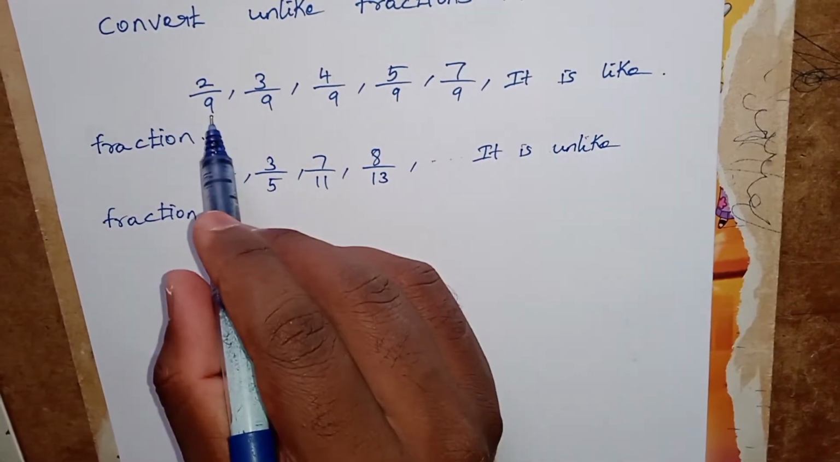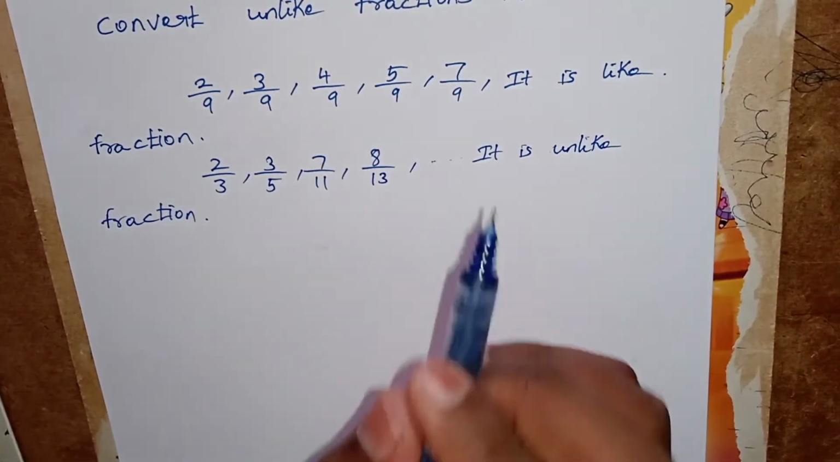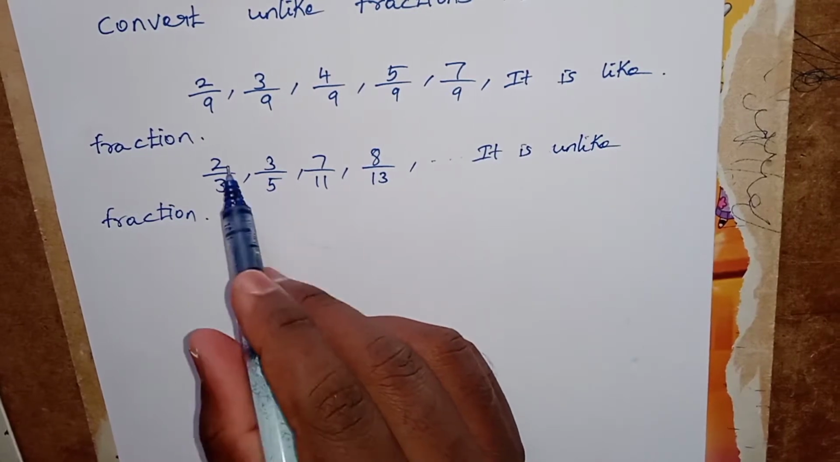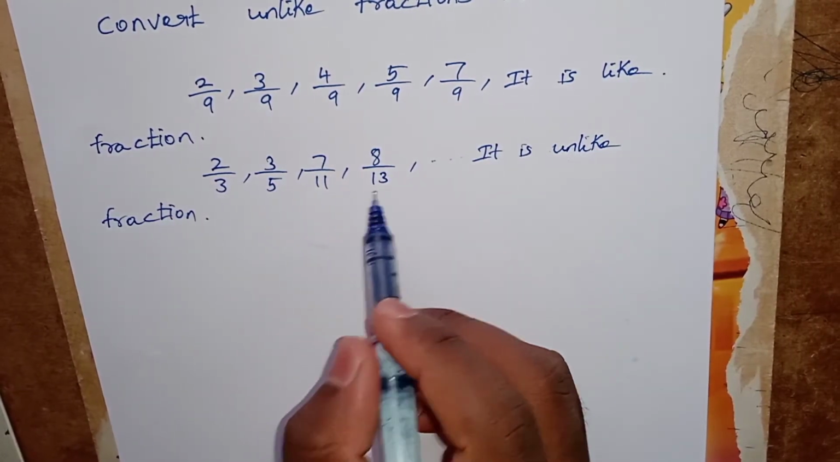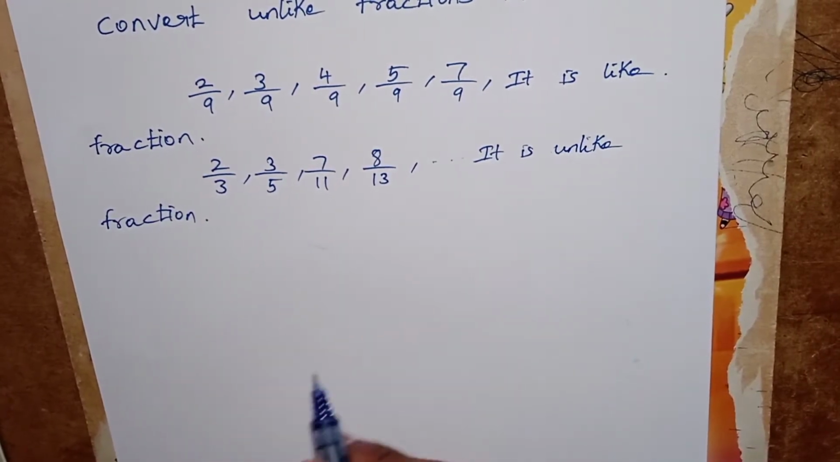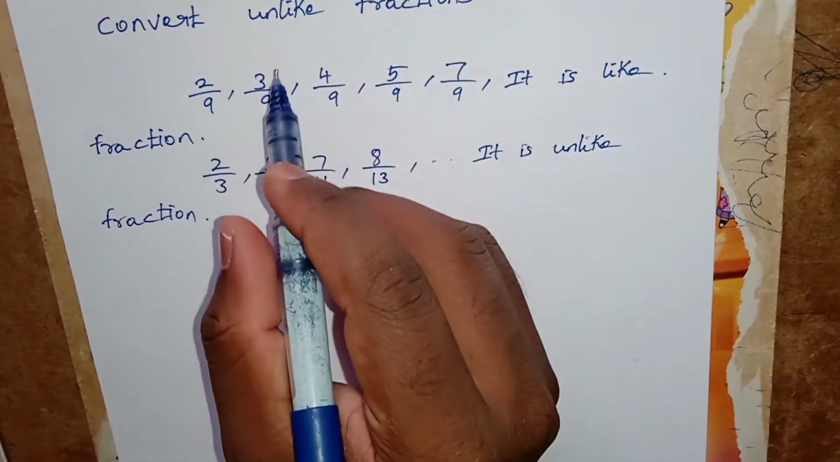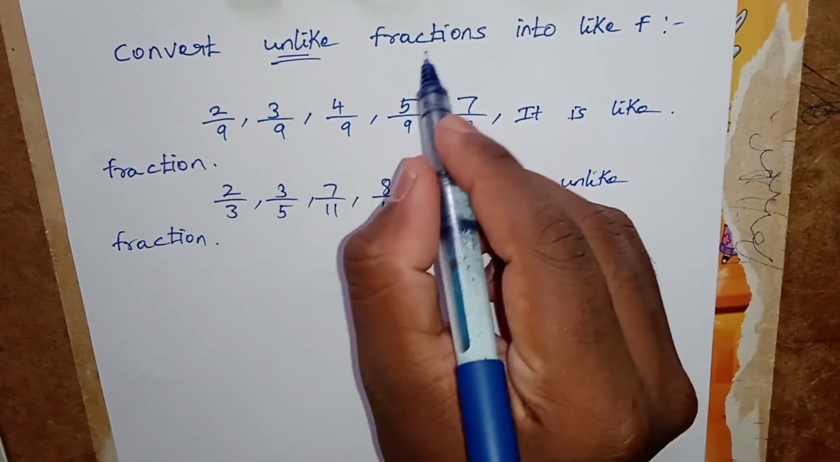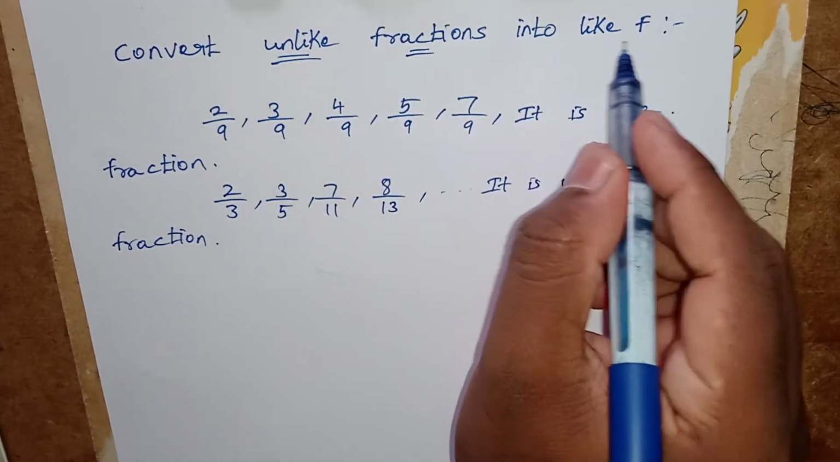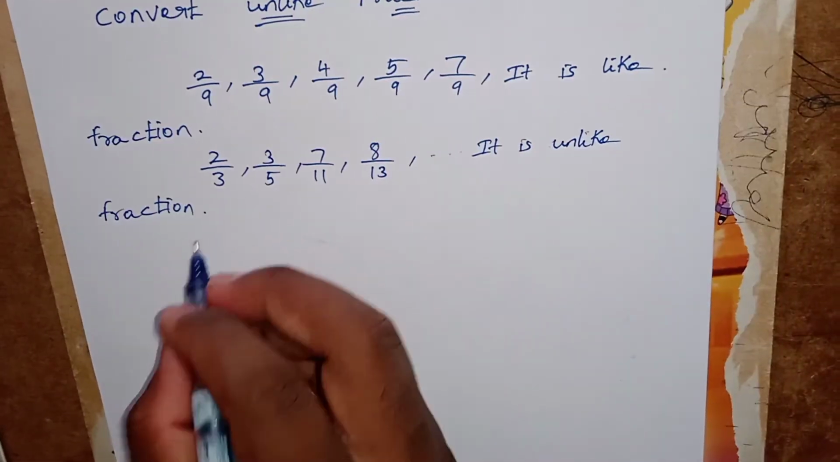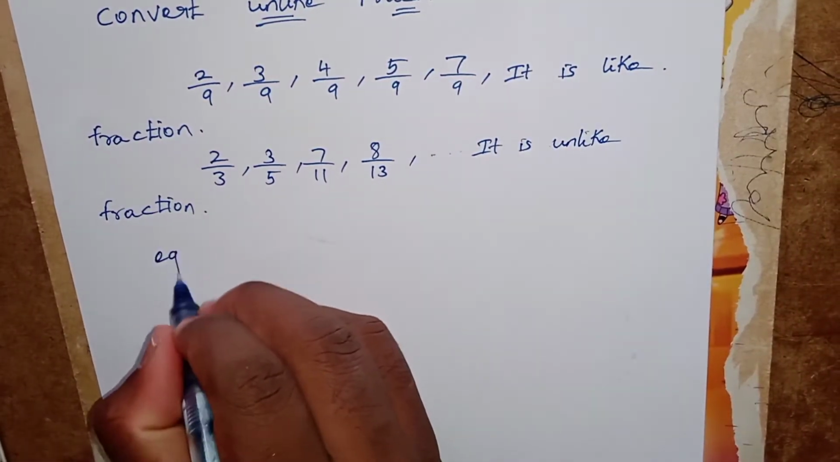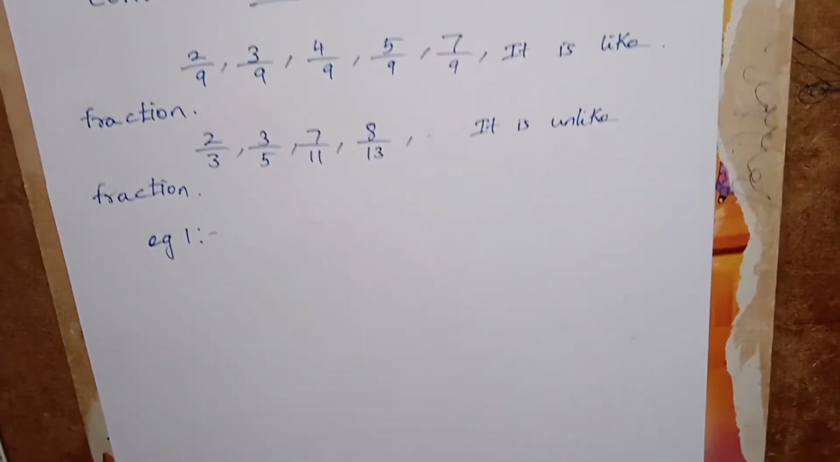Okay, in like fractions the denominator should be same. For unlike, the denominator is different. Therefore we have to convert unlike fractions into like fractions. Okay, let us take some examples to understand more.